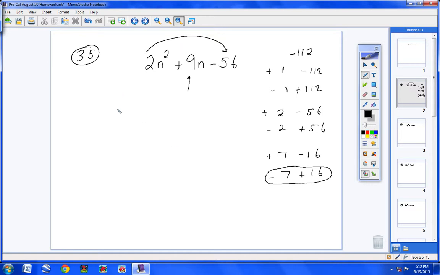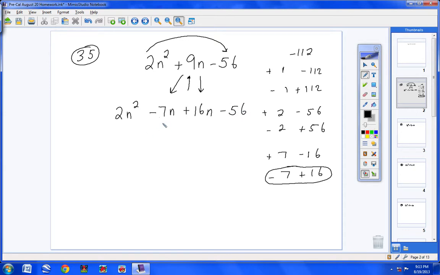So what I taught you in class today was to rewrite your middle term, positive 9n. You're going to rewrite that with two terms. You're going to put negative 7n and positive 16n. Now why did I use n? Because your middle term was an n term. So that's why we put 7n and 16n. Then bring down your negative 56.